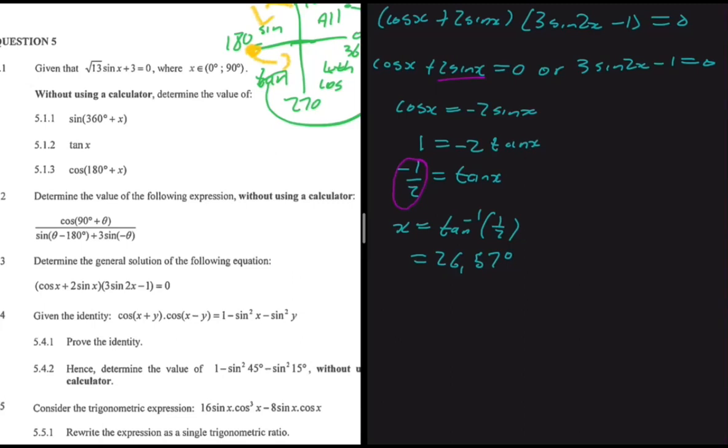Now let's move to the other equation and solve that, and when we get to this step, we're gonna carry on. So if we solve that part of the equation, we're gonna get 3 sine of 2x being equal to 1. So sine of 2x is equal to 1 divided by 3. So 2x is equal to sine arc of 1 divided by 3.